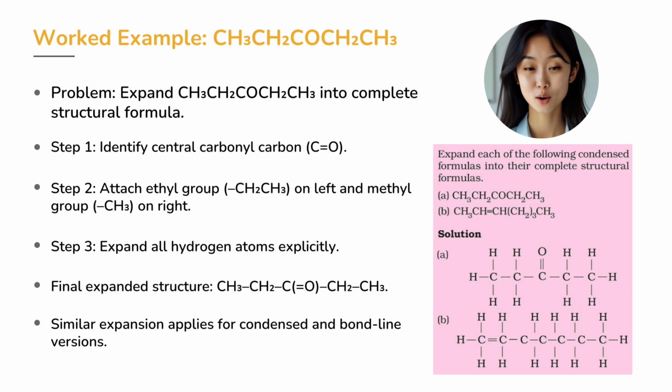Now let's solve a worked example. Expand a condensed formula, CH3CH2COCH2CH3, into its complete form. Step 1. Locate the carbonyl carbon, that is C=O. Step 2. On the left side attach an ethyl group written as CH2CH3. Step 3. On the right side attach another CH2CH3 group. Step 4. Expand all hydrogens.